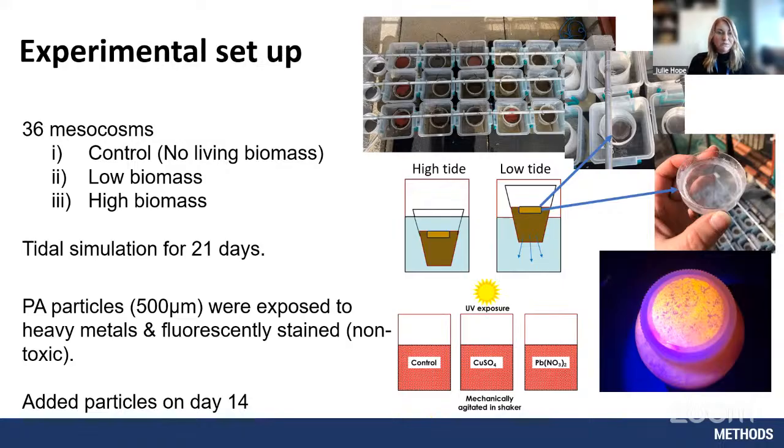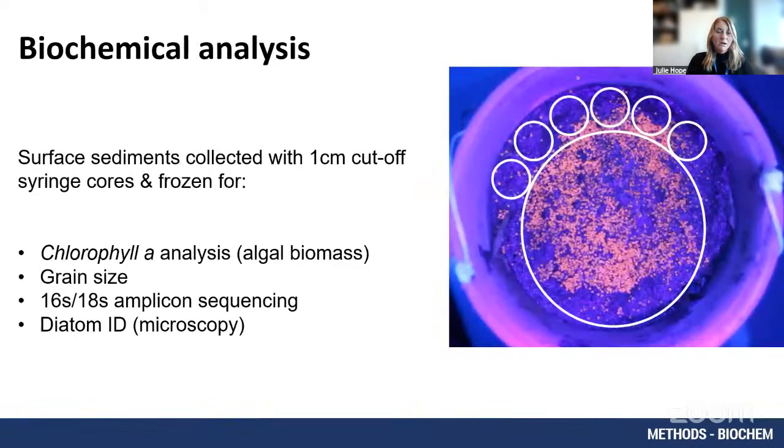And those particles were added on day 14. So we allowed the biofilm to develop. Then we added the particles, allowed them to interact with that sediment bed over a week. And then we started to look at the different measurements. So we conducted various biochemical analyses, and we looked at surface sediments with these 6 small syringe areas. And then we were able to pop out that larger circle. That was our inner petri dish, and that inner petri dish was able to be transferred into a flume system.